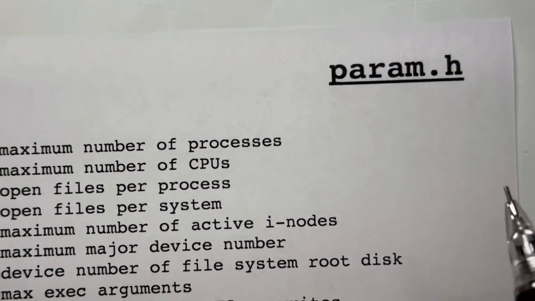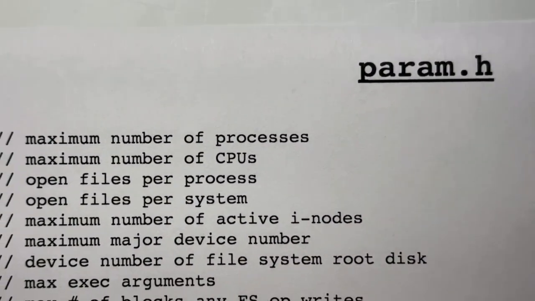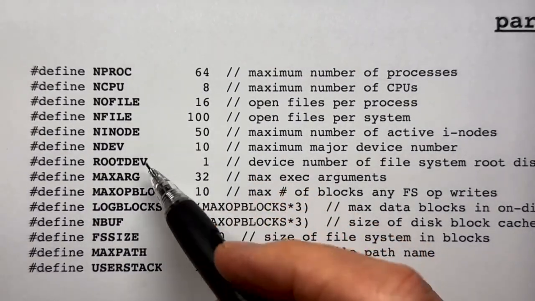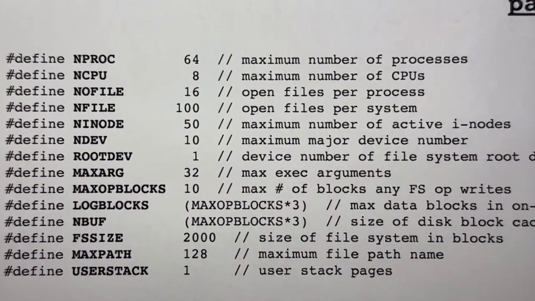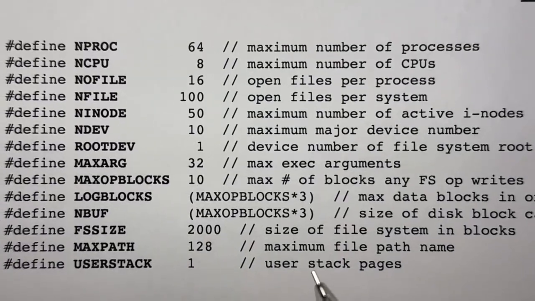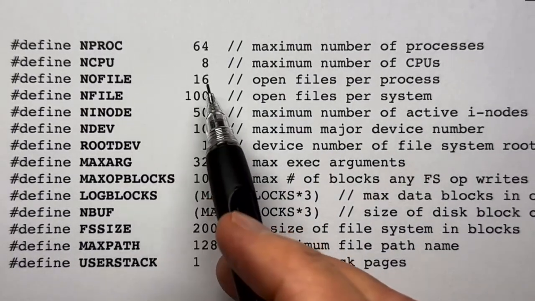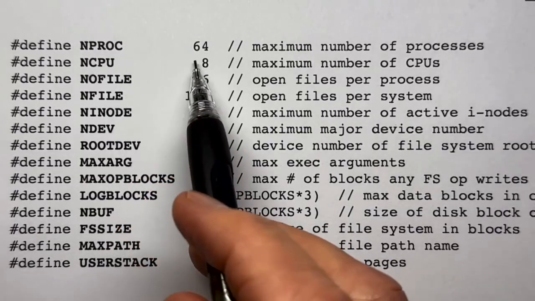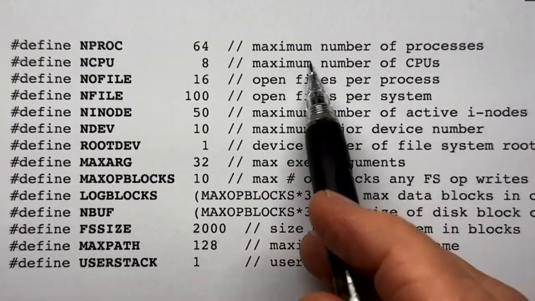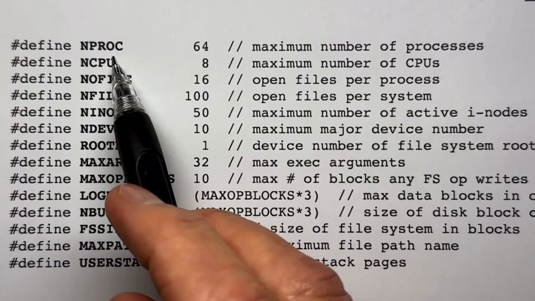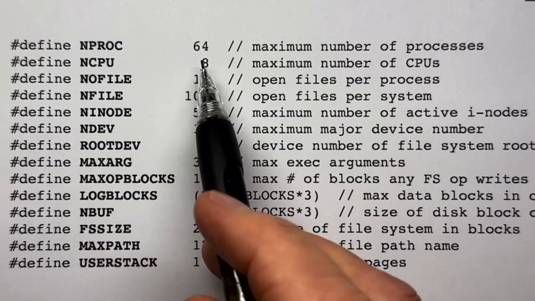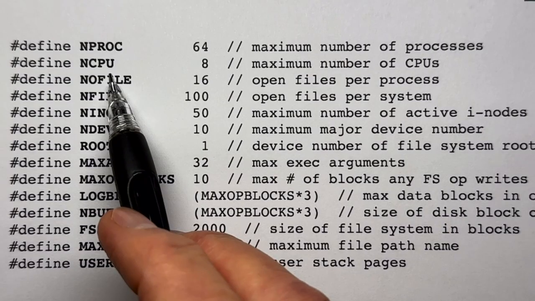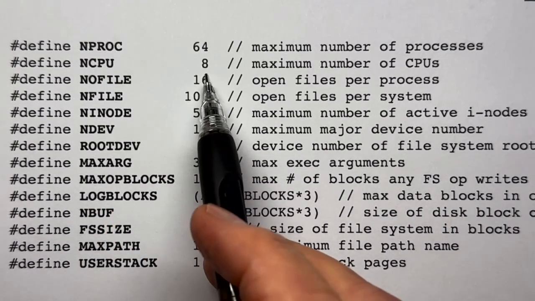Now let's take a look at the file named param.h. It contains a bunch of constants that are used all over the place. These are hard-coded into the kernel, so if you want to change any of them, you've got to recompile everything. I've already mentioned that we have an array of 64 process structures. This constant NPROC is the size of that array, namely 64. This constant, NCPU, is the number of cores, and it's set to 8.